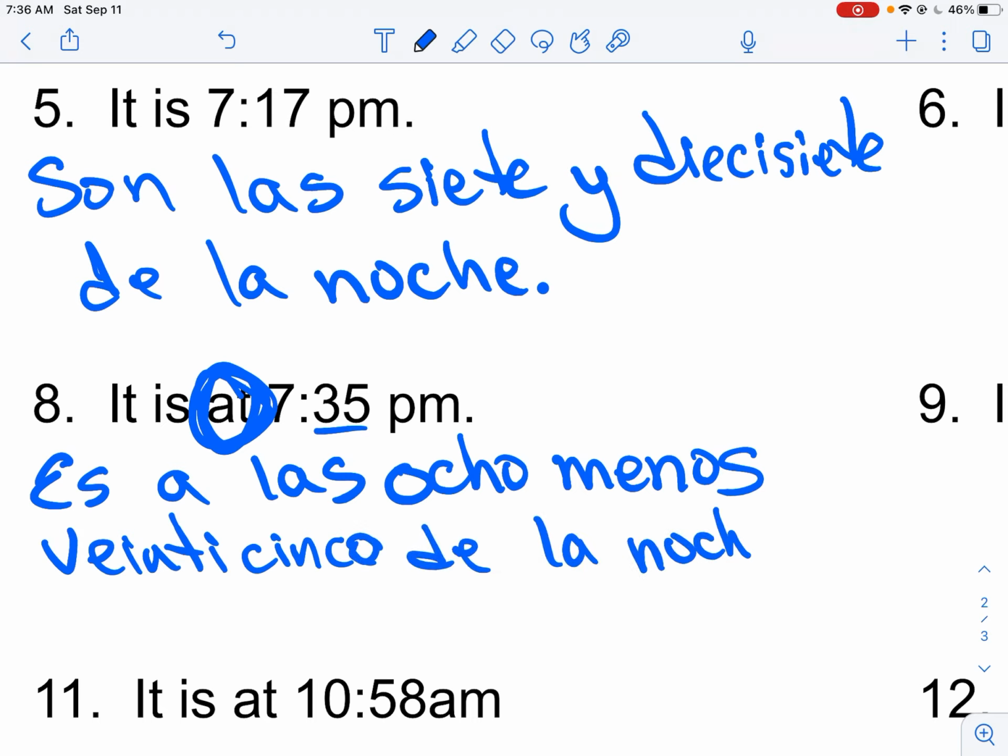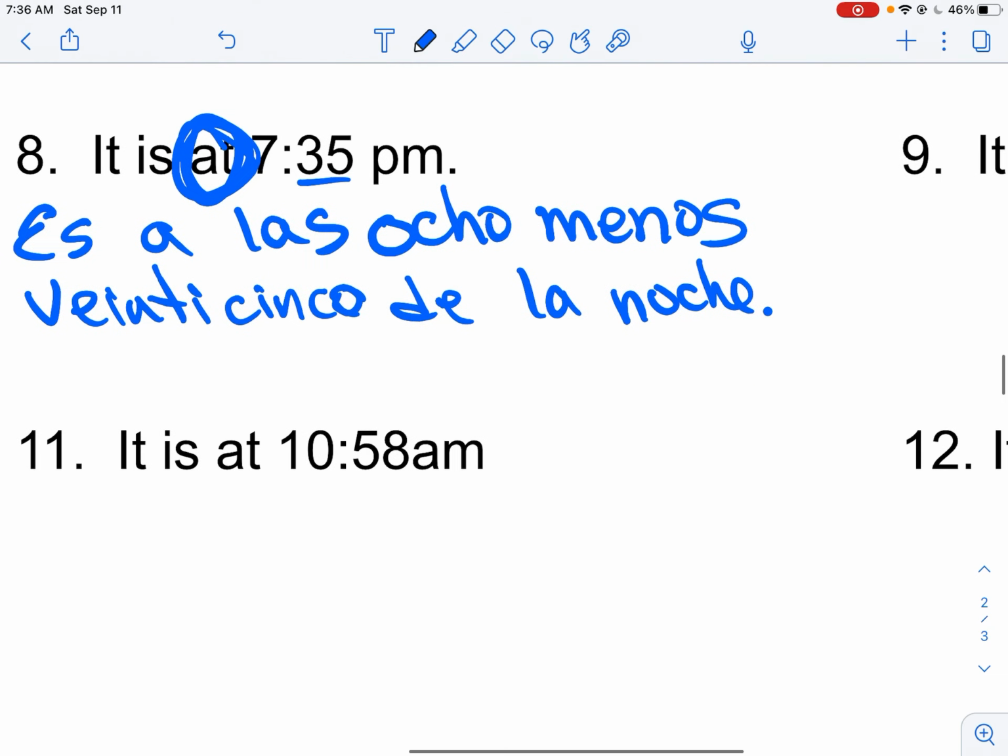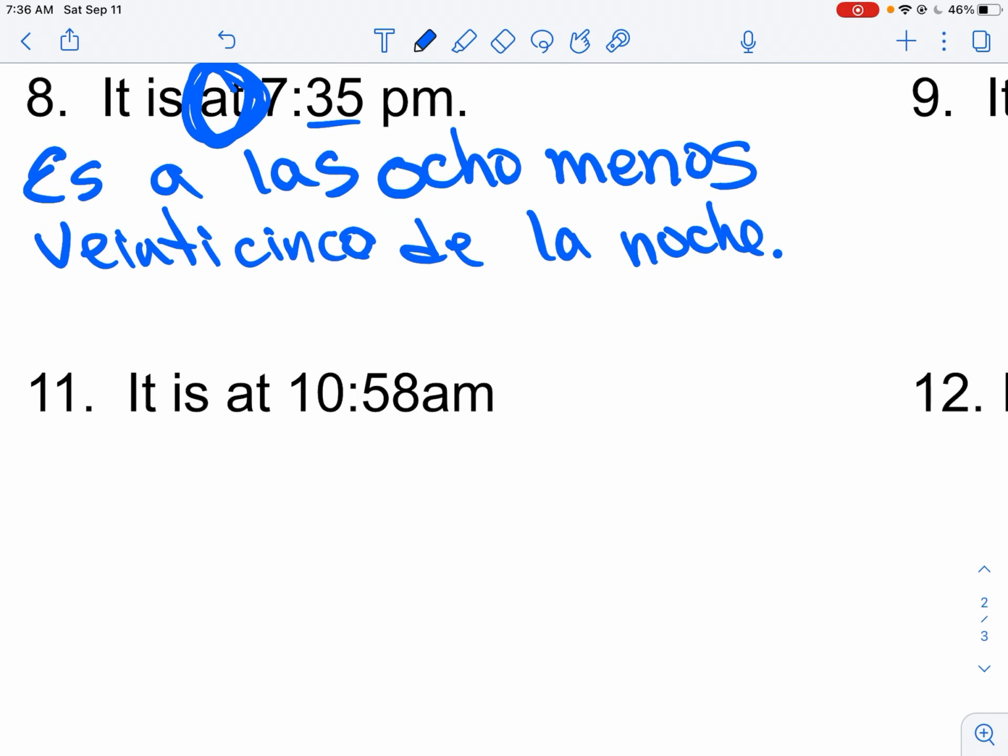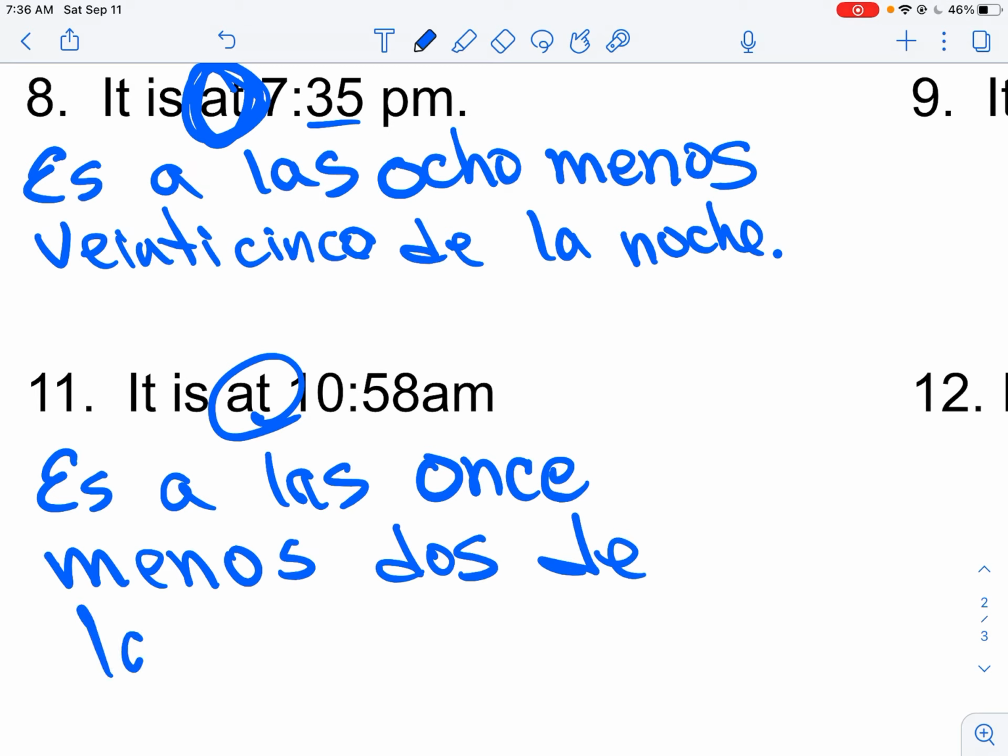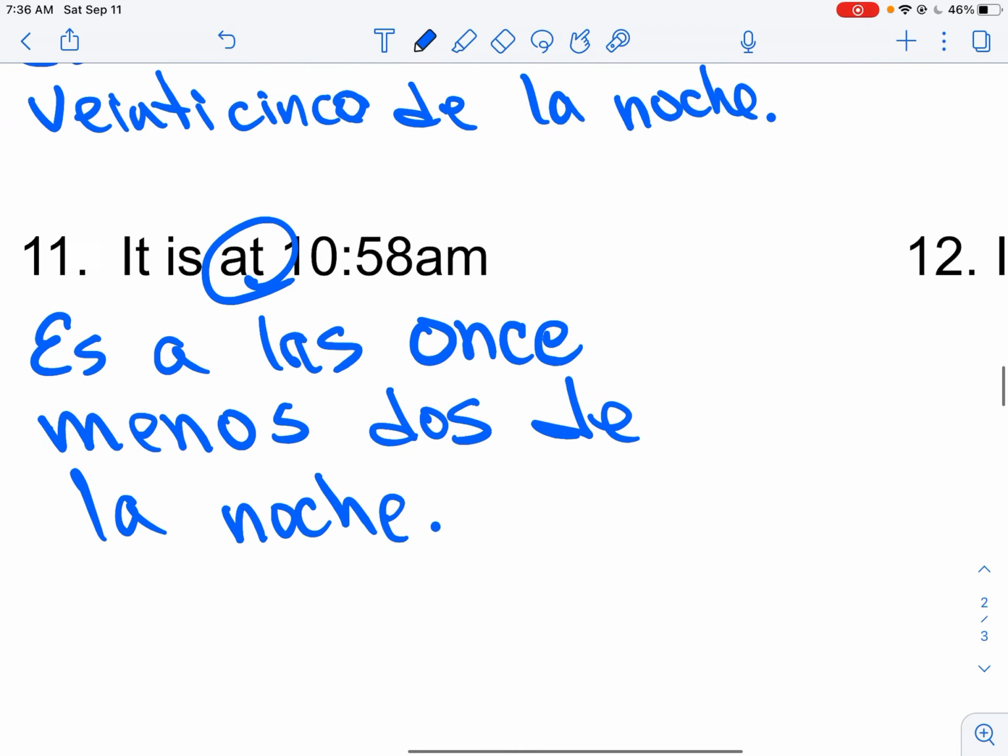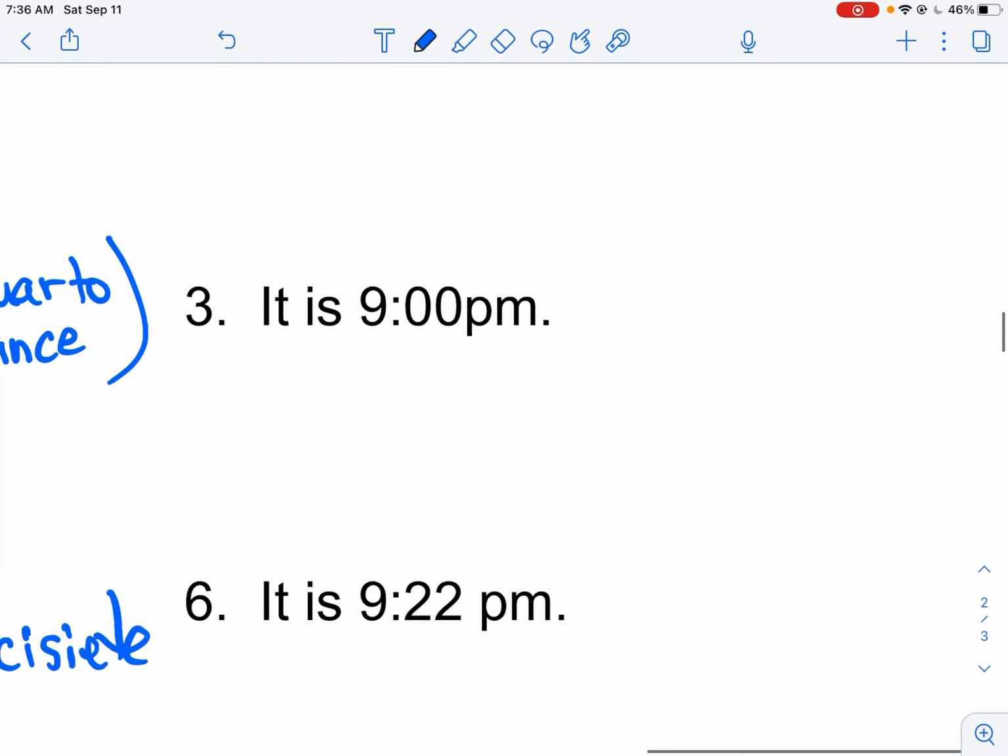25 de la noche. It is at. So, es a la, sorry, the next hour would be 11. Menos dos de la noche. De la noche, most of you've gotten down. We're pretty good with that.